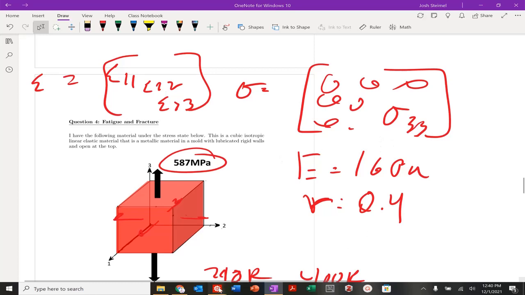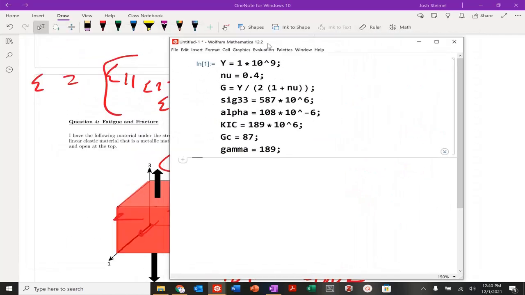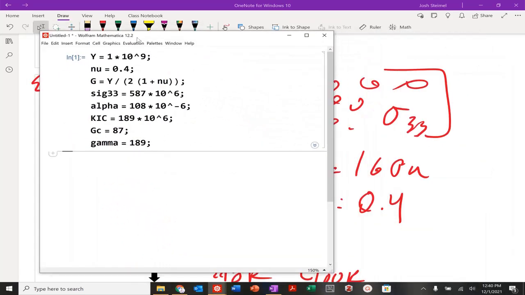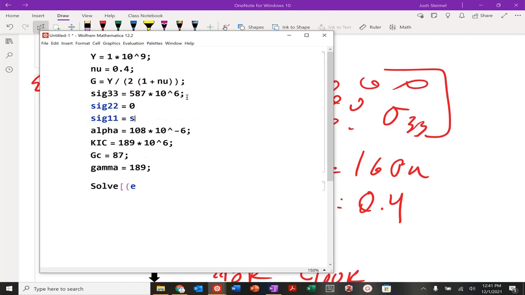So we know sigma 33, so let's solve, and let's make sure that if we get a value that's positive, then we need to set that boundary condition to 0 because those are rigid walls for the 11 and the 22. So let's solve this just like we did for our typical problem. We're also going to assume sigma 22 is equal to 0, sigma 11 equals sigma 22. Let's put those values in.